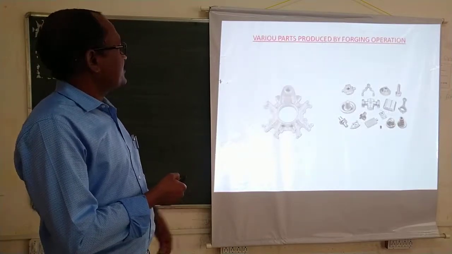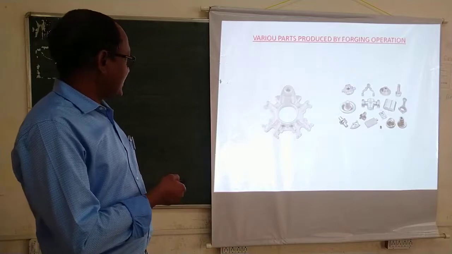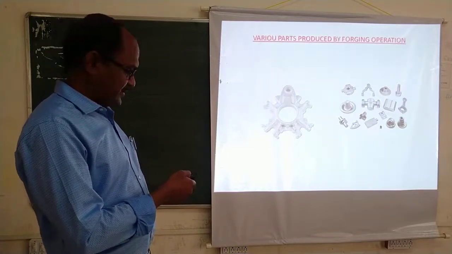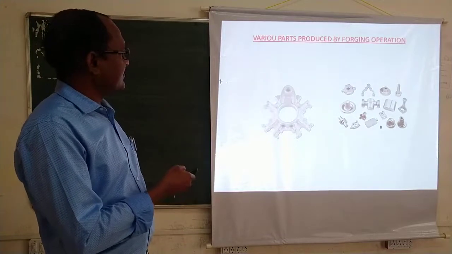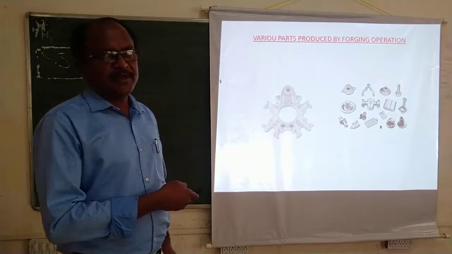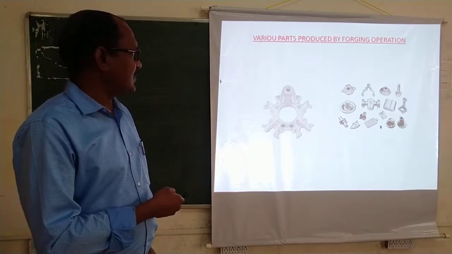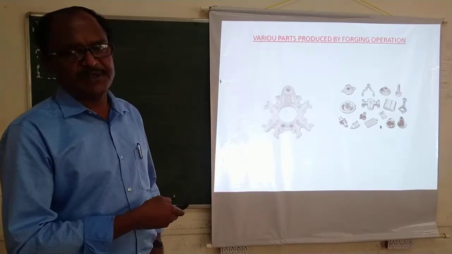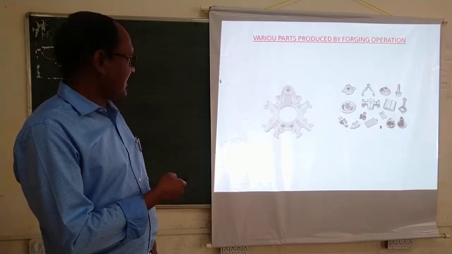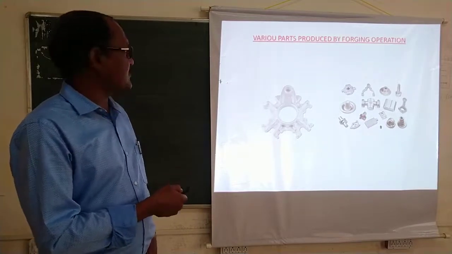So various parts produced by forging operations are like this. Even you can produce these various parts. If you compare this with casting, the grain structure obtained after forging is better, and the strength obtained after forging is more as compared to casting. So these are also the various parts to be manufactured by forging operations.